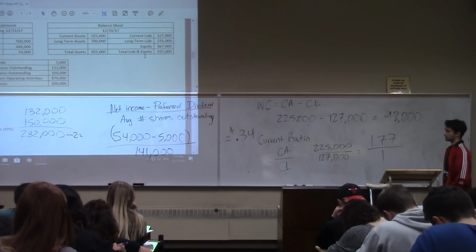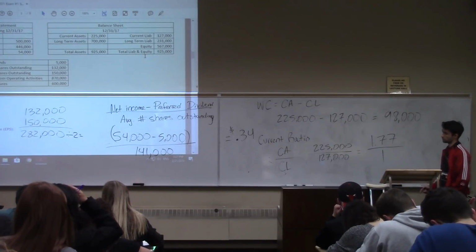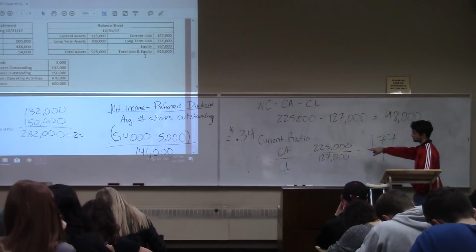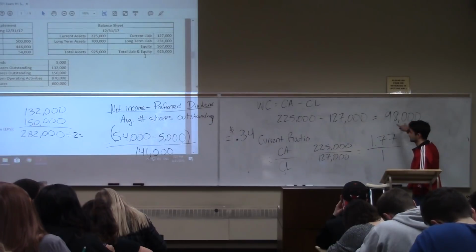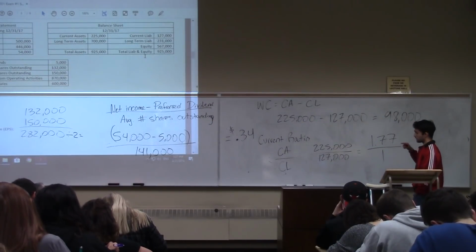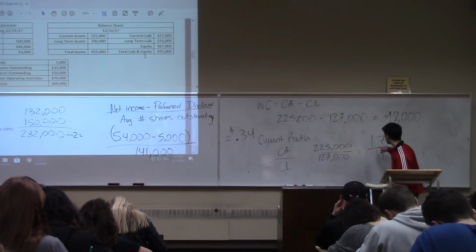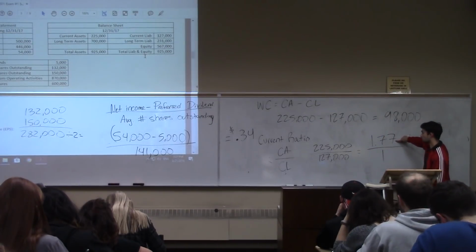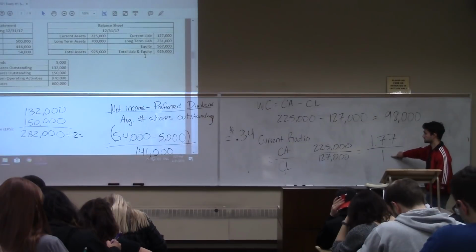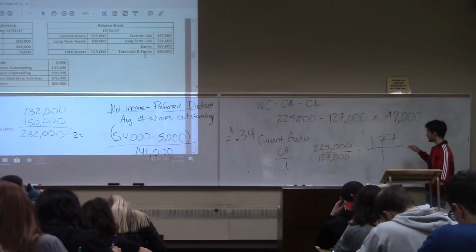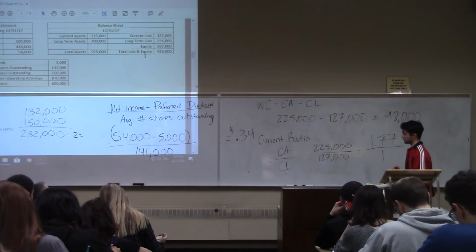So creditors, like the banks, if you have a short-term loan, they might want to look at this current ratio or this working capital and see if you have trouble paying off your debts. Well, you've got enough current assets to pay off your current liabilities. So to creditors, a higher current ratio would be better because it's safer.